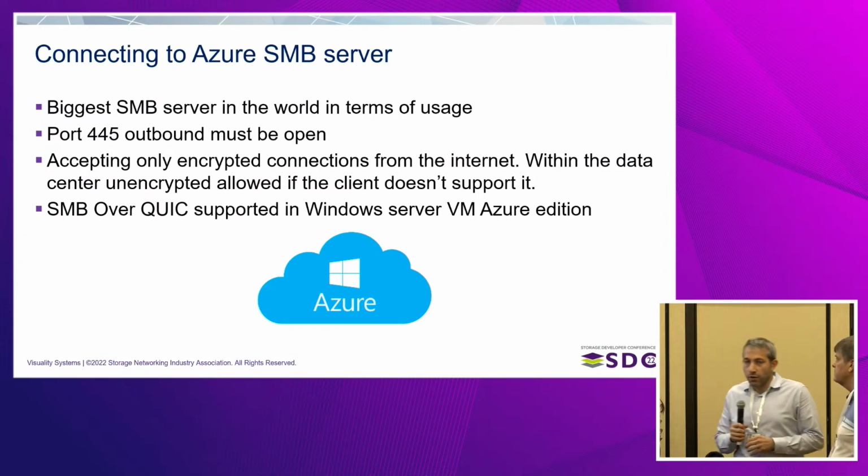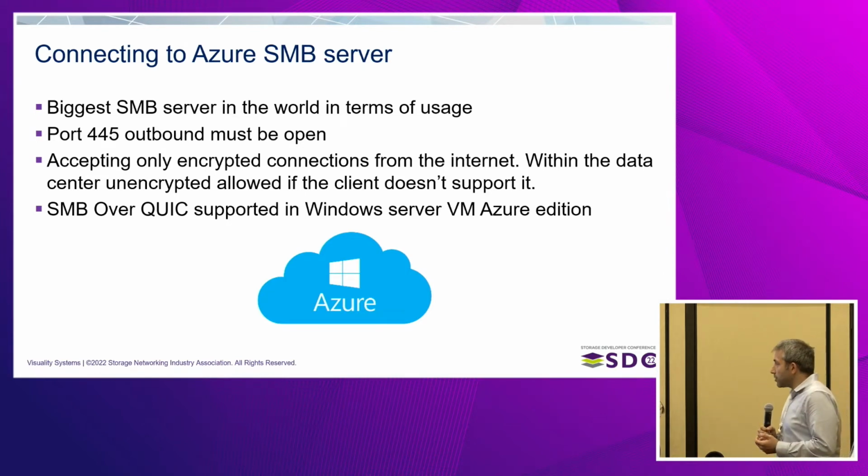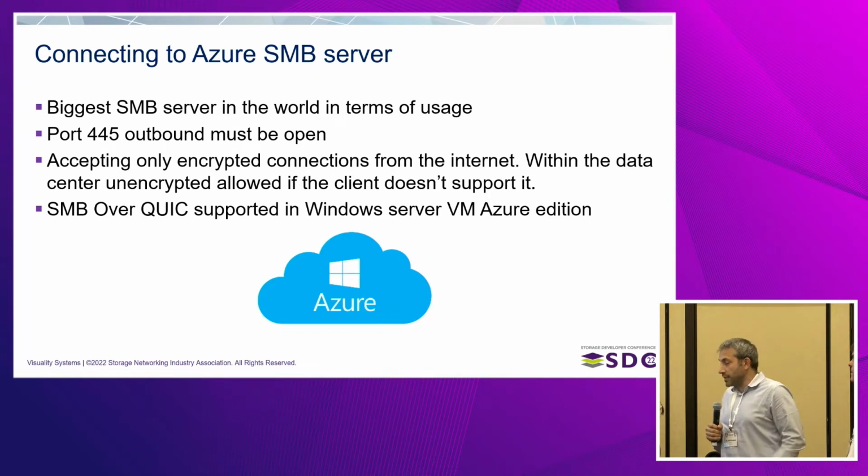So as I said, those are the clients that we will show you in a sec. We are all going to connect to Azure, which is the biggest SMB server in the world in terms of usage. It supports a wide variety of workloads, but does implement a small subset of SMB features compared to Windows Server. The Azure file server requires encryption, so any version from SMB 3 with encryption and above can connect to it. And as I mentioned, all of our implementations that we will show you support SMB 3.1.1. And also, SMB over QUIC will be presented with Azure as well.